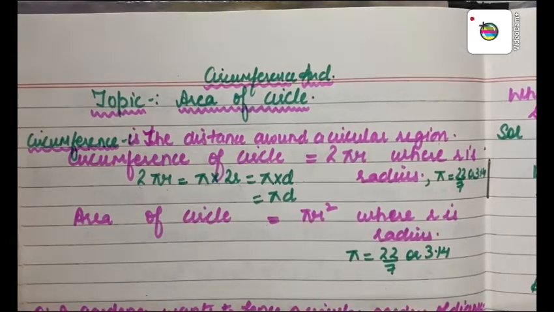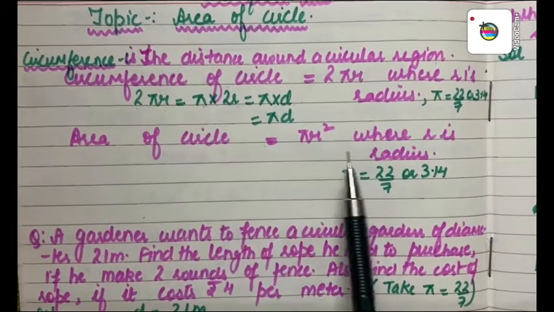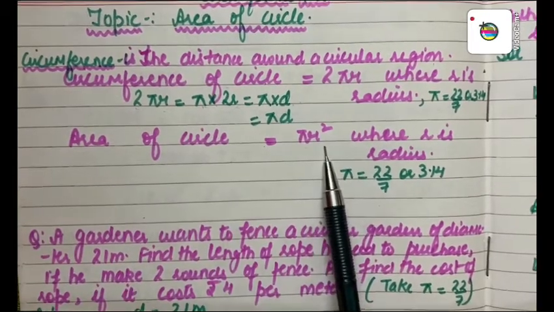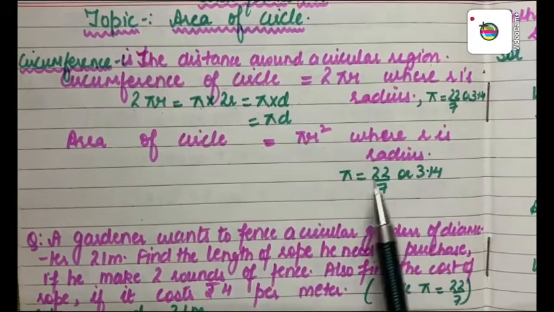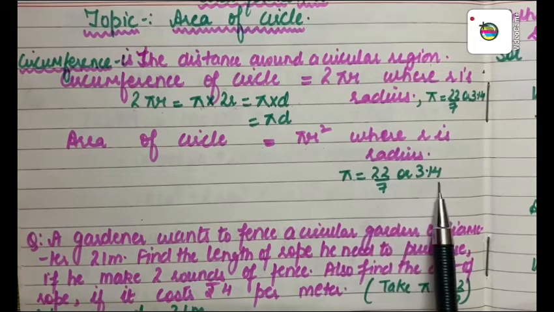Now the next formula is the area of a circle. So what is the area of a circle? Area of a circle is pi r square. Again, r is the radius and the value of pi we have to take is 22 by 7 or 3.14.